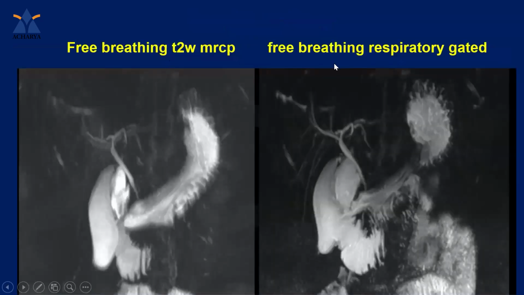Next one is free breathing, without breath hold. There are a lot of artifacts there. This is the respiratory gated technique. You get good image quality here.